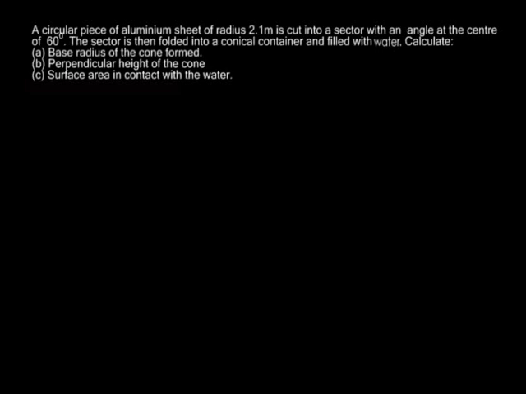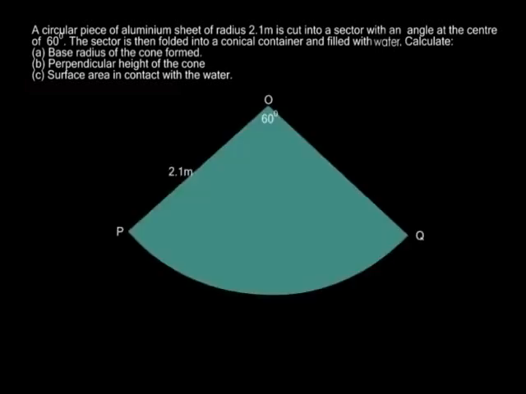Let's take an example. A circular piece of aluminum sheet of radius 2.1 meters is cut into a sector with an angle at the center of 60 degrees. The sector is then folded into a conical container and filled with water. Calculate A, the base radius of the cone formed, B, the perpendicular height of the cone, C, the surface area in contact with water. In our solution, this is the sector we are told about. Radius is 2.1 meters.